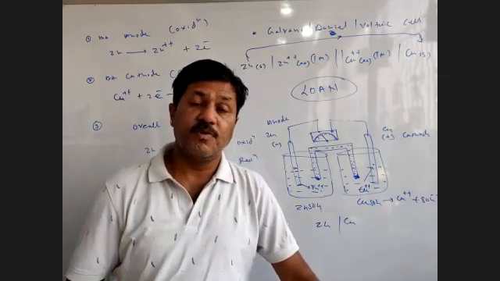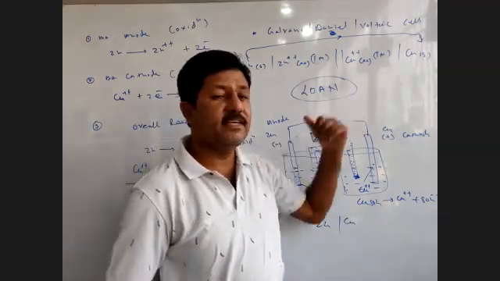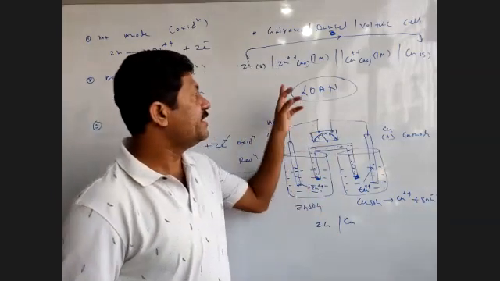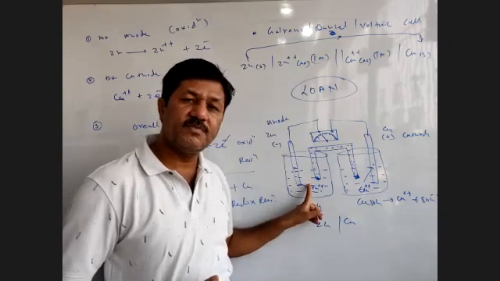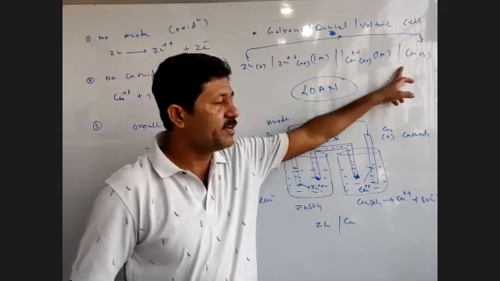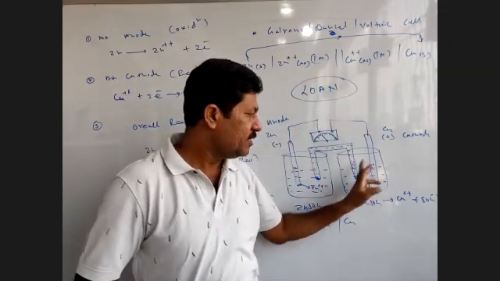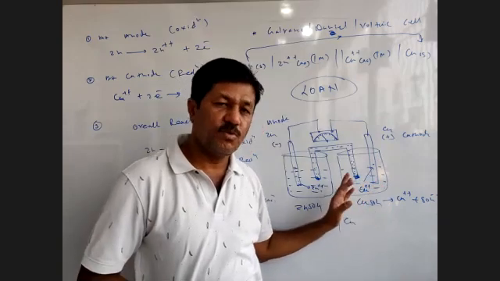Then the electrode where reduction takes place should be taken on the right hand side. And then the single vertical line indicates the phase separation. That is, this metal plate is in contact with its aqueous solution. This single vertical line also indicates the phase separation. This metal plate is in contact with this aqueous solution.